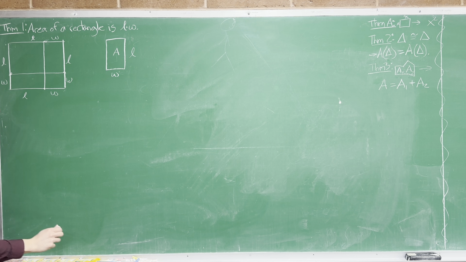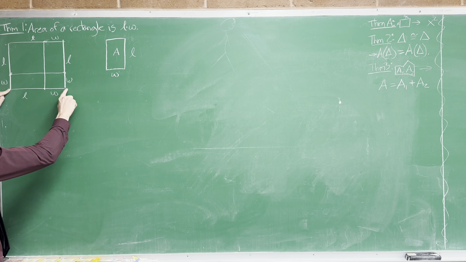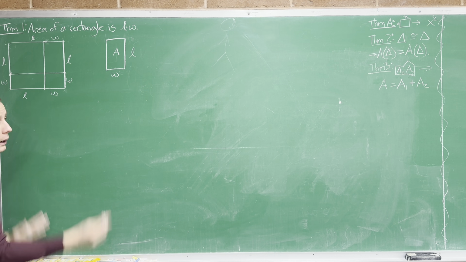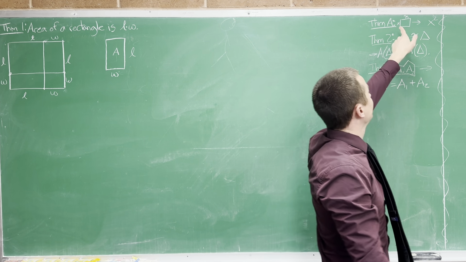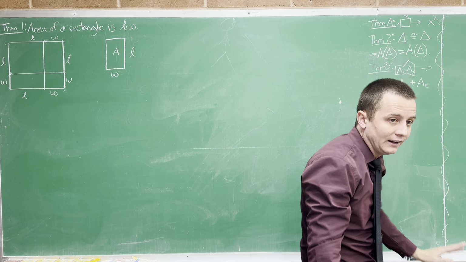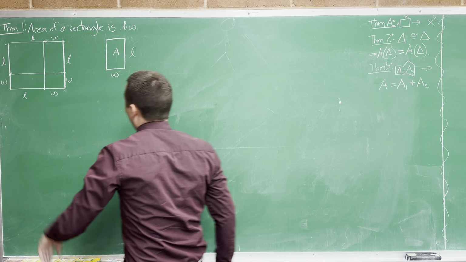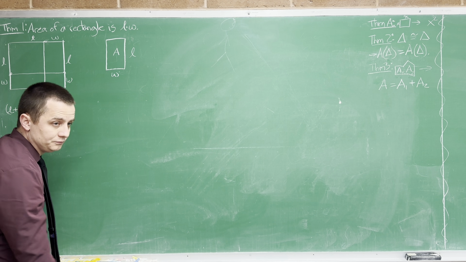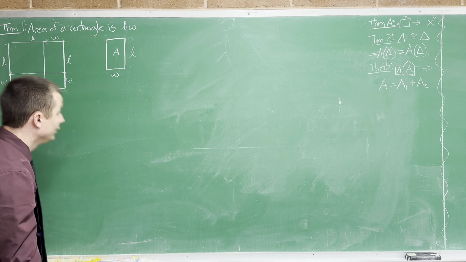Okay, so what is the area of this total square? Length times width, this distance times this distance, or this distance squared. The area of a square is its side length times its side length. That's the area of a square. So this is length L plus W. L plus W squared is its area. You with me? Okay.